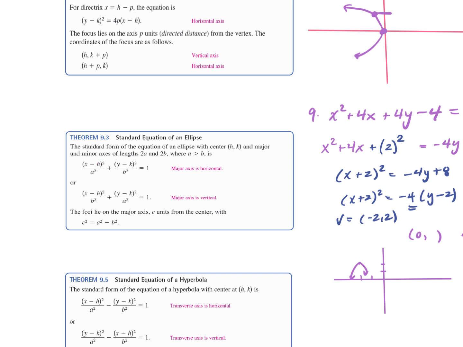Let's see, so a is always the bigger one in the ellipse. So that kind of just dictates how the graph will show up. For example, if the a is under the x, it just means it's going to be longer on the x-axis. If the a is under the y, it's going to be longer on the y-axis. Okay, so it doesn't really matter which one is first.